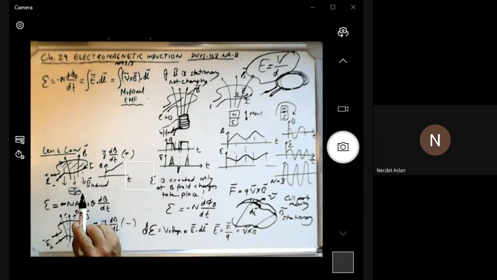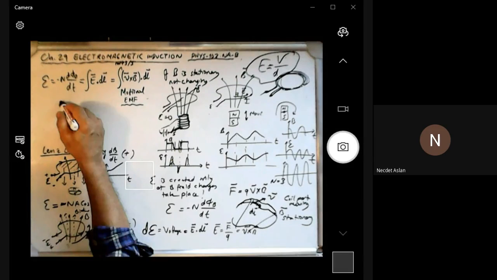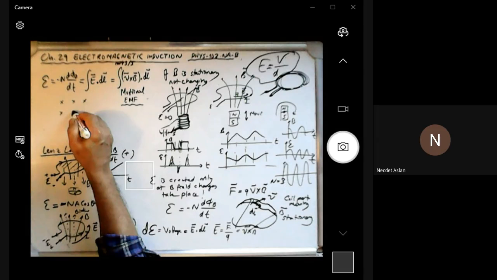Now also we do this. Okay, this is very important. Suppose that there is a magnetic field inside the page.